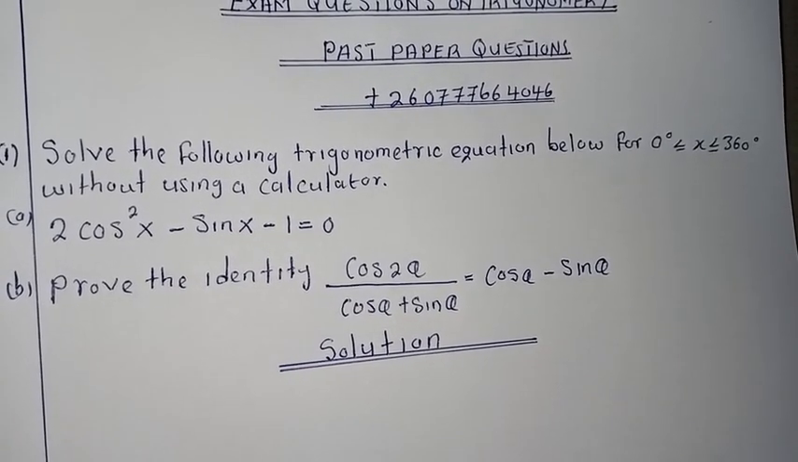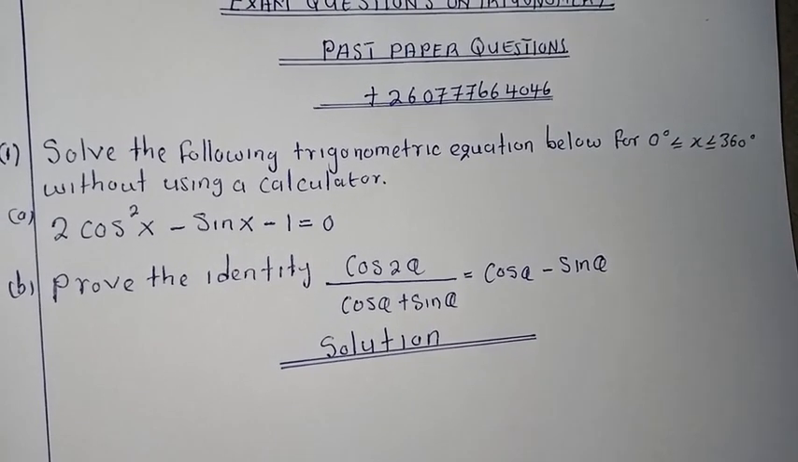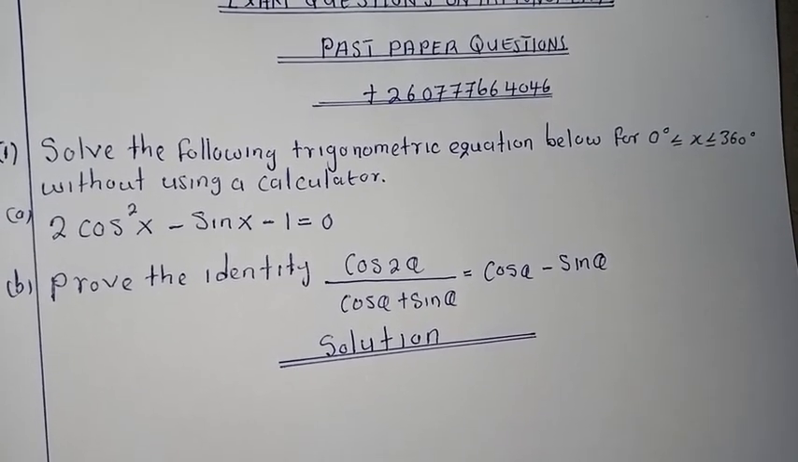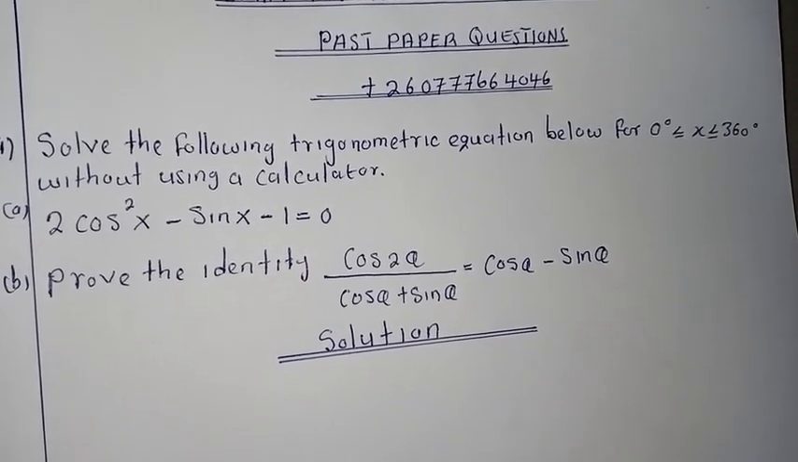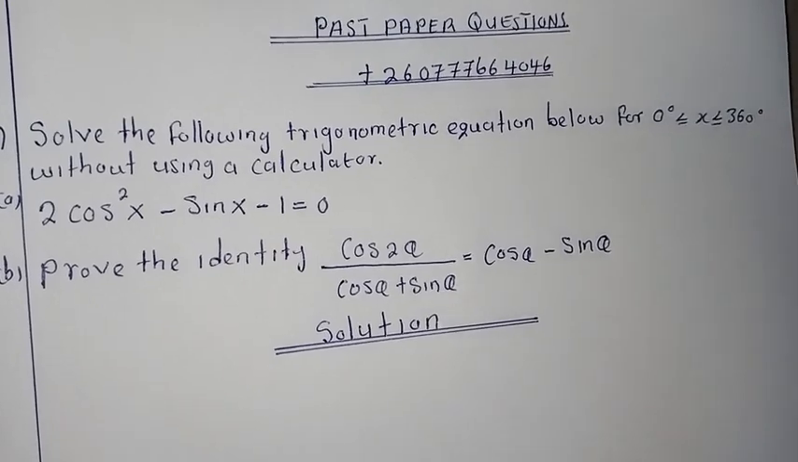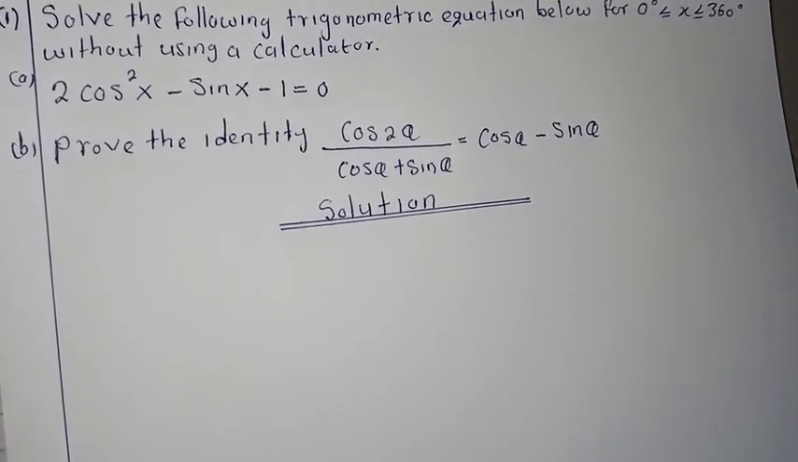Then B says: prove the identity cos 2 theta over cos theta plus sine theta is equal to cos theta minus sine theta. Let's get started. So we'll start with the first one.